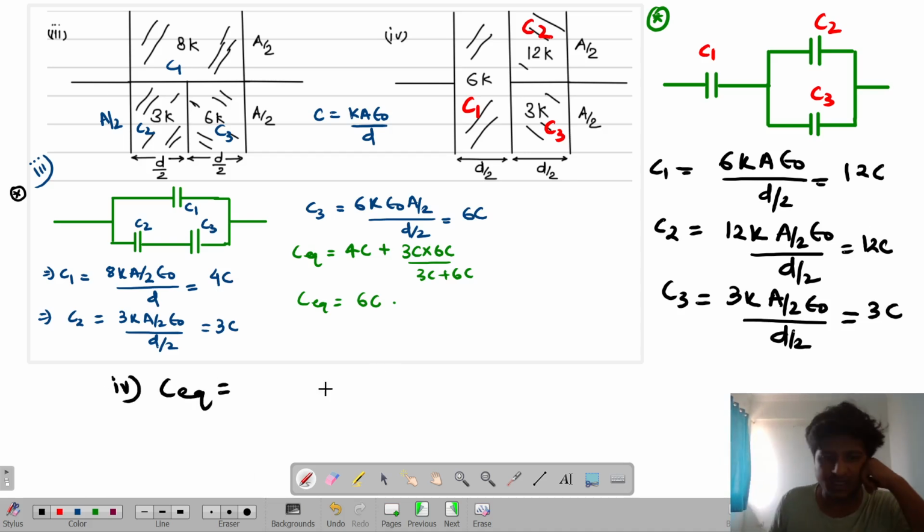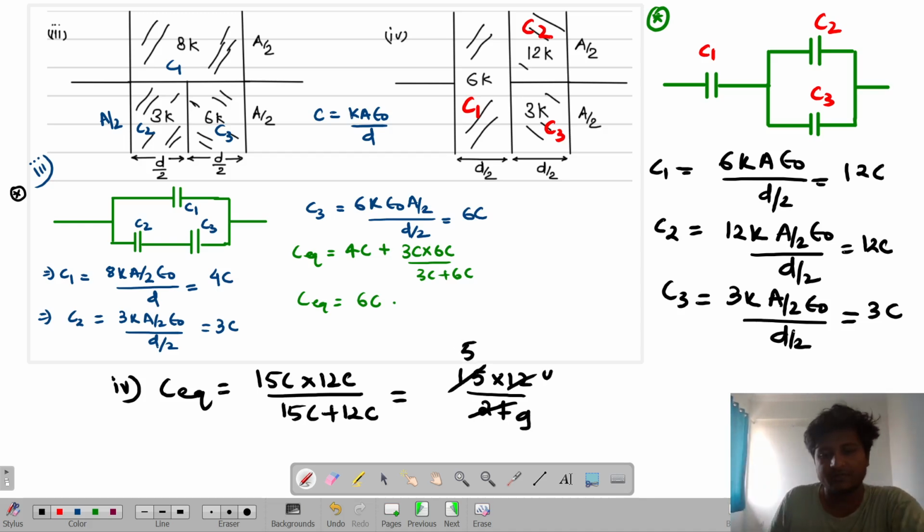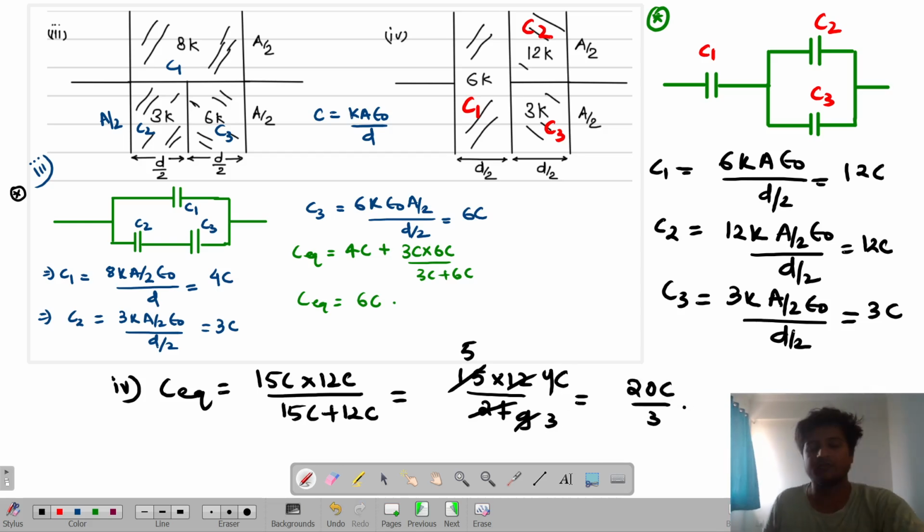It will be 15C into 12C divided by 15C plus 12C, isn't it? So how much is this? You just do it. 15 into 12 divided by 27, isn't it? So this is how much? 3 nines are 27, no? 3 fives are 15. 4 and 3. So 20C by 3. This is your answer in the fourth case.